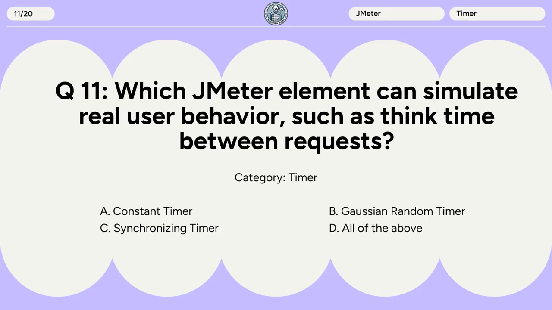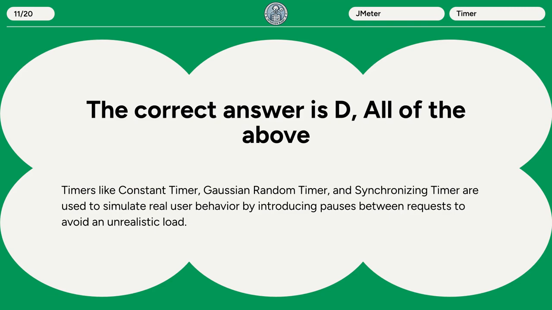Question 11. Which JMeter element can simulate real user behavior, such as think time between requests? A. Constant timer. B. Gaussian random timer. C. Synchronizing timer. D. All of the above. The correct answer is D. All of the above. Timers like constant timer, Gaussian random timer, and synchronizing timer are used to simulate real user behavior by introducing pauses between requests to avoid an unrealistic load.